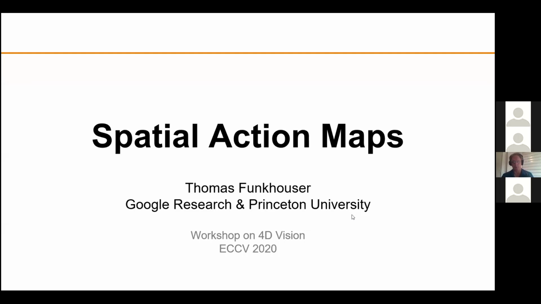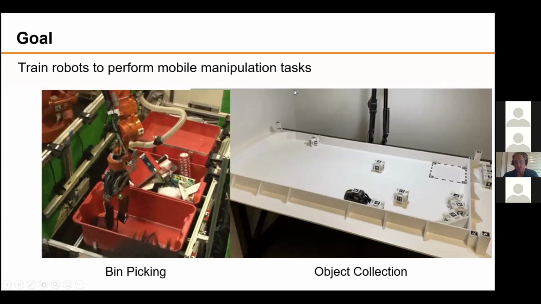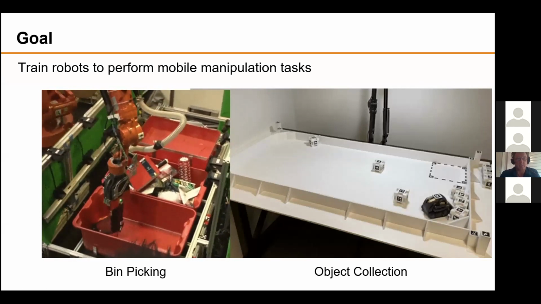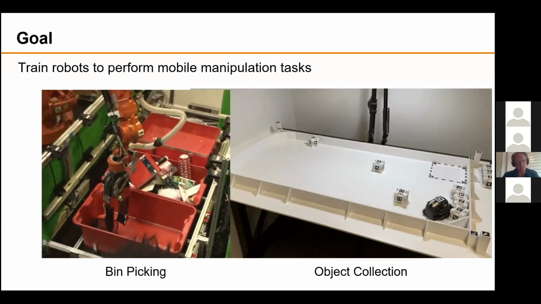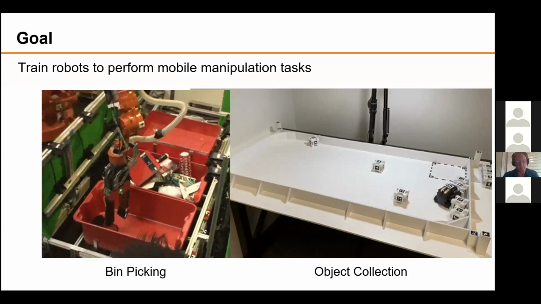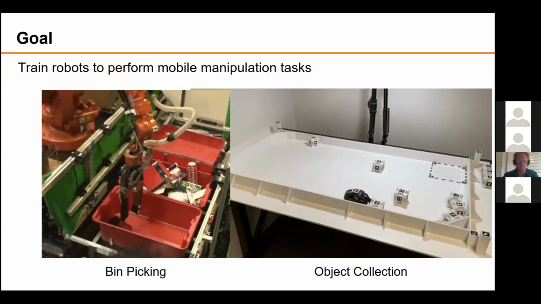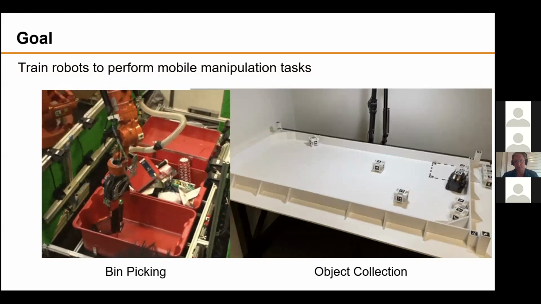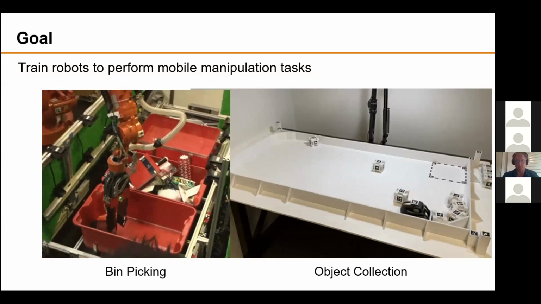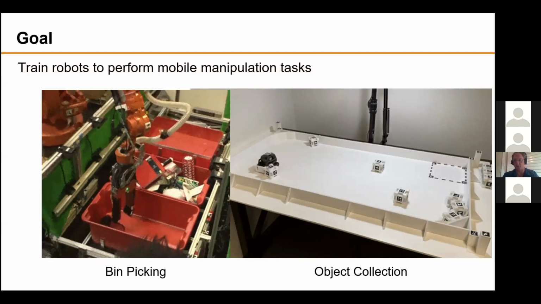Thank you very much for inviting me to speak. It's quite an honor. So I'll be talking about spatial action maps. It's going to be a pretty specific talk because it's a short time. The goal of what I'm going to describe is to train robots to perform mobile manipulation tasks, so tasks where the goal is to do a sequence of operations at specific locations. Bin picking is an example of this, where the robot has to go and perform certain grasping actions at a sequence of locations. And the object collection task on the right is similar to that, where the robot has to navigate to different locations for the goal of collecting all the objects into a receptacle.